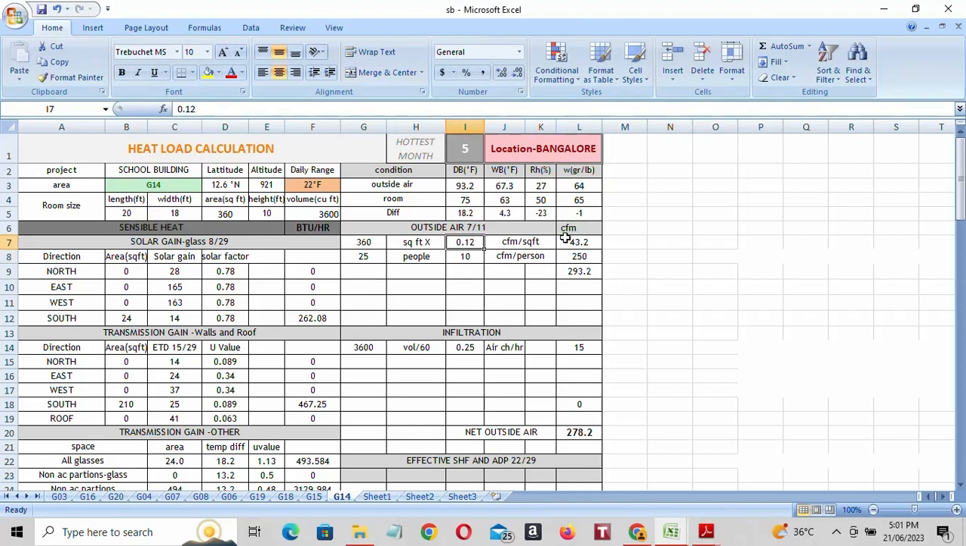If you multiply 360 into 0.12, you will get this value. So you will get CFM 293.2. So outside air here is finished.